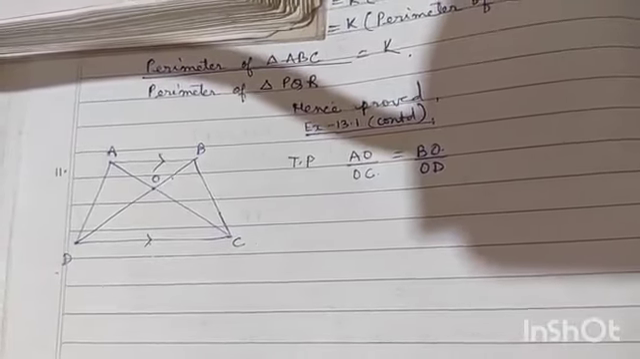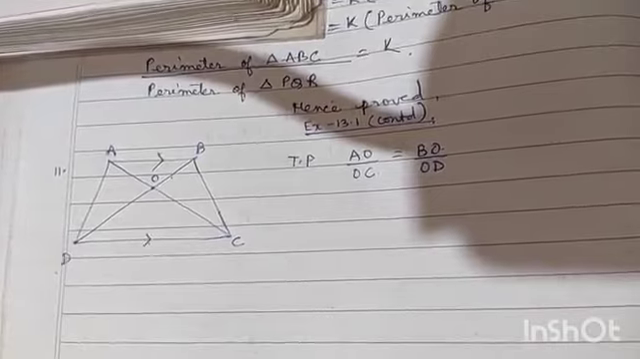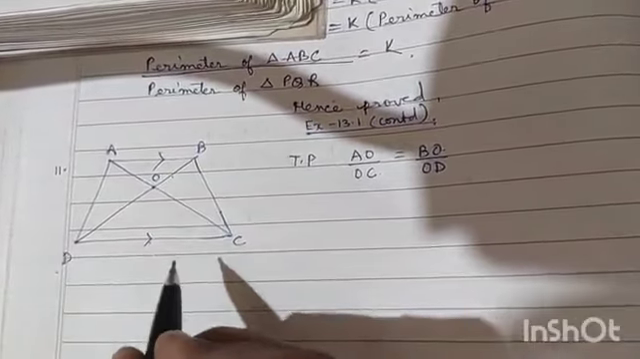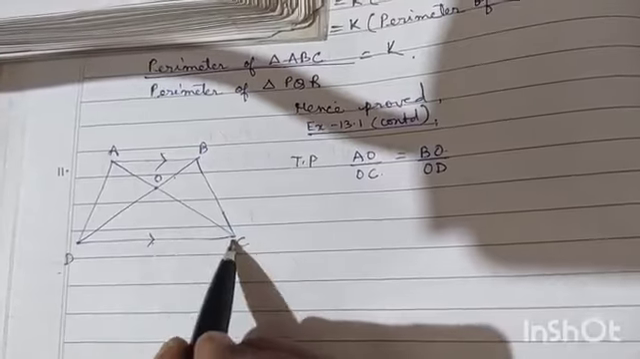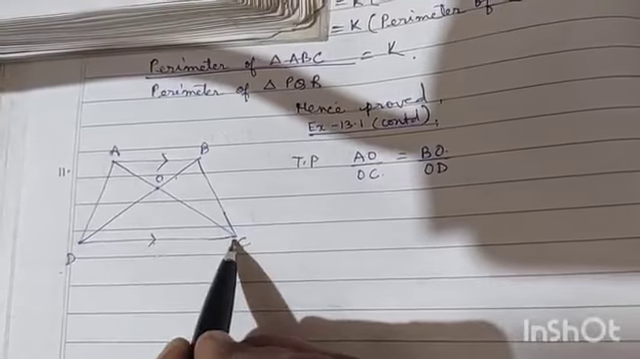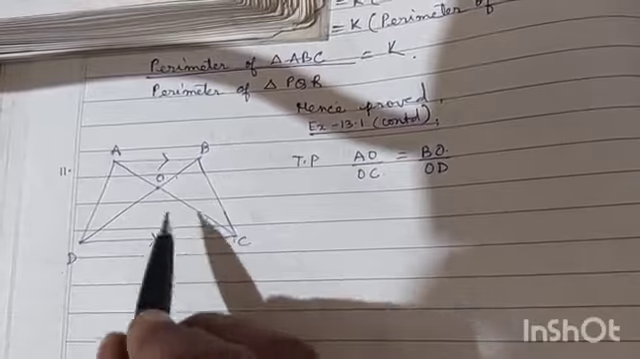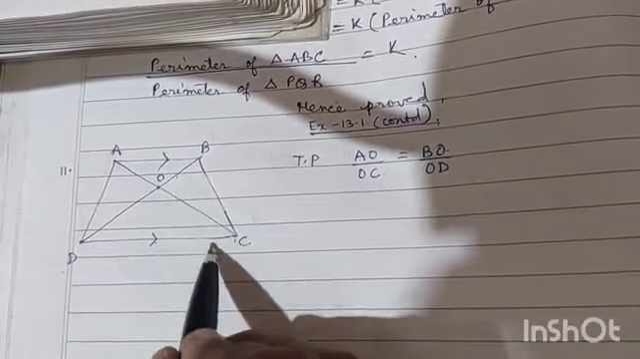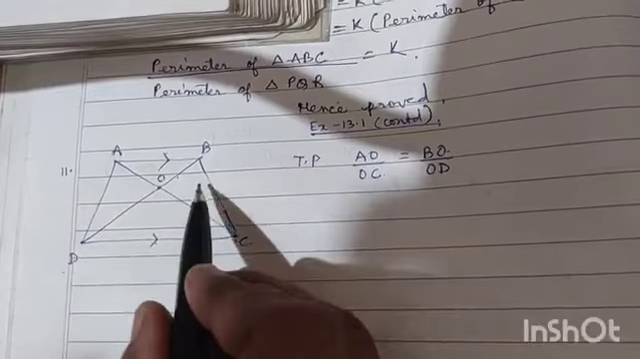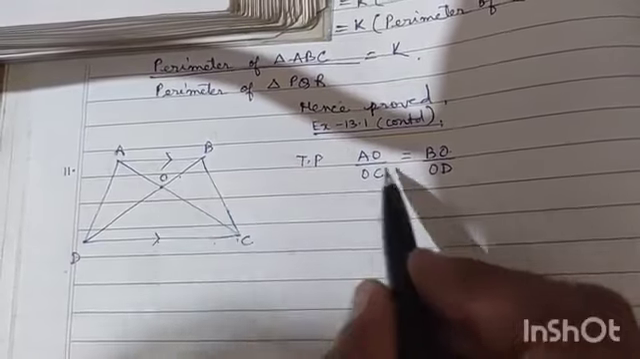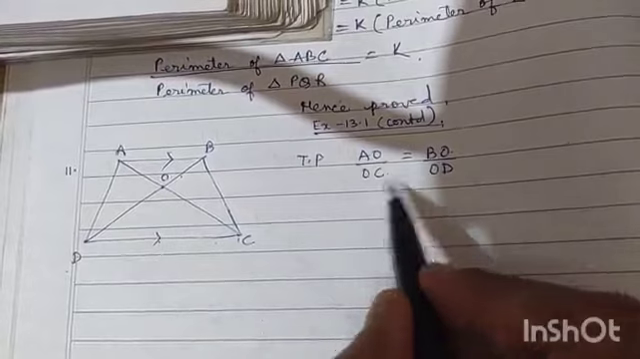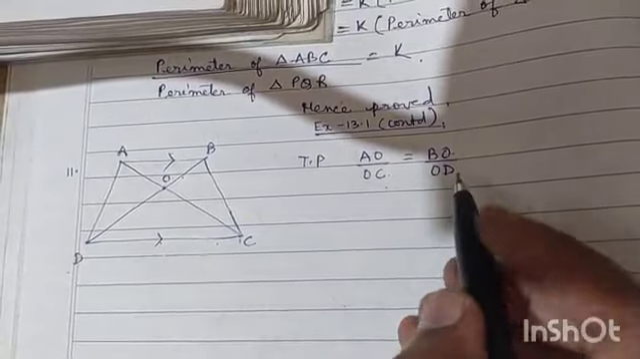Next, question number 11 of exercise 13.1. It is given that ABCD is a trapezium in which AB is parallel to DC. Diagonals AC and BD intersect at O. We have to prove that AO by OC is equal to BO by OD.